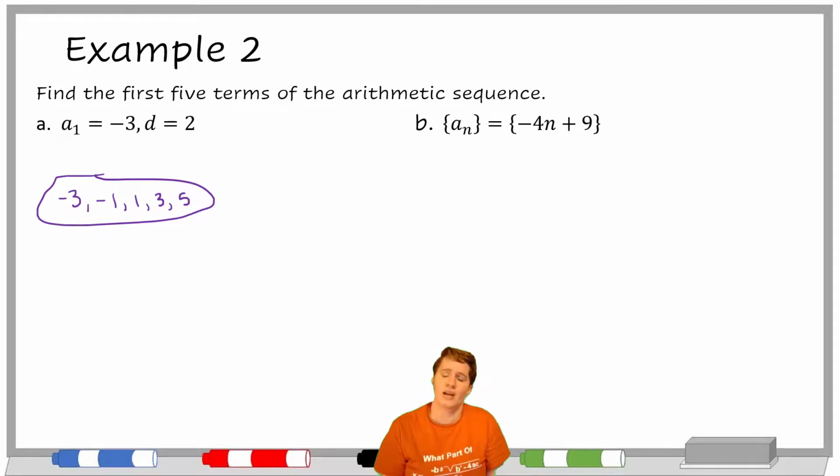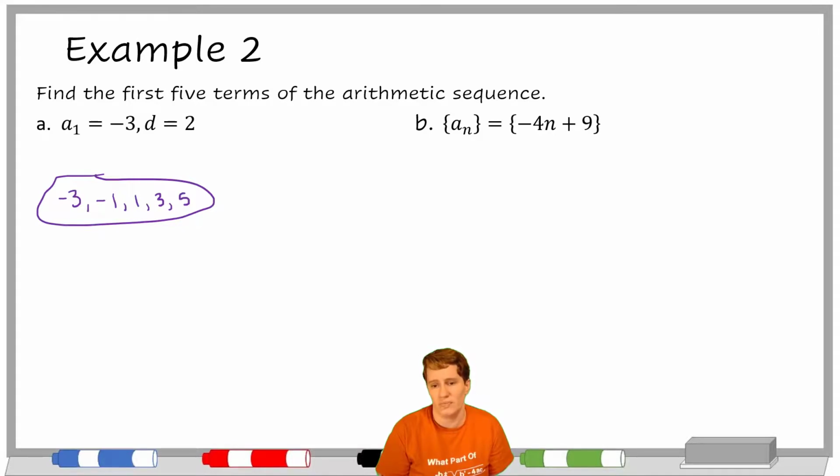On B, I put these squiggly brackets here because the workbook has squiggly brackets around it, and I do not understand why the squiggly brackets are there. Squiggly brackets are used to notate sets, but when we have an equation like this, we don't normally put that in set notation. So I found that confusing, and maybe you did too.